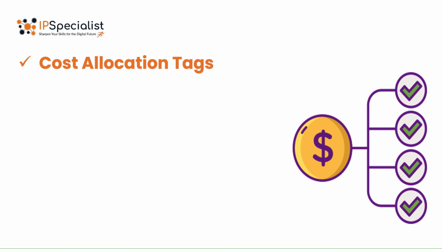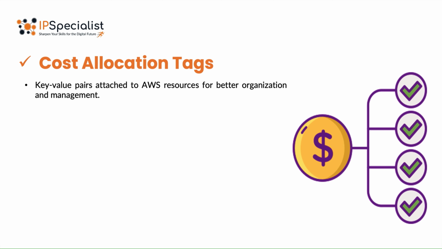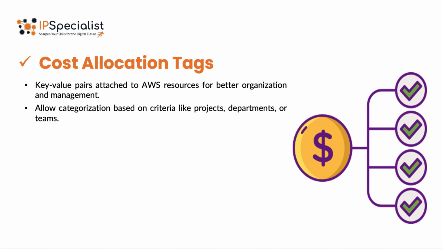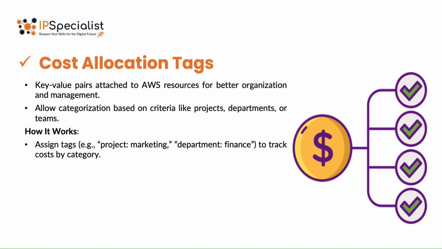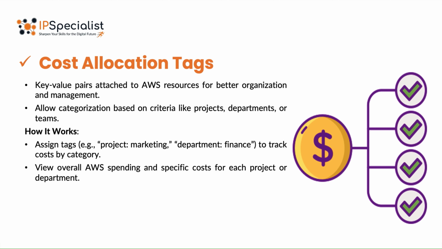The next tool we have is Cost Allocation Tags. Tags are basically key value pairs that you can attach to your AWS resources, allowing for better organization and management. Cost allocation tags enable you to categorize your resources based on various criteria such as projects, departments, or teams. Now, by assigning specific tags to your resources like project marketing or department finance, you can track and report costs associated with those categories. This means you can see not only your overall AWS spending but also how much each project or department is costing you.